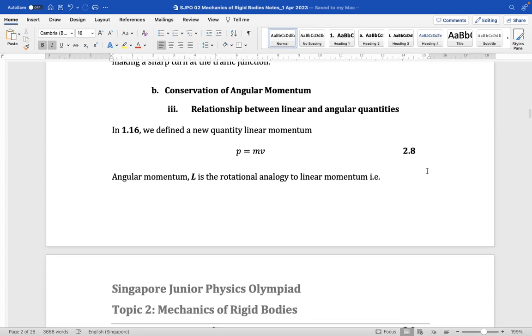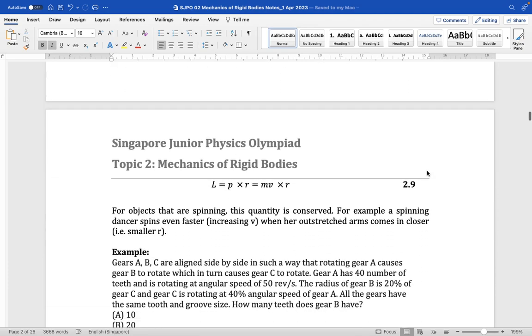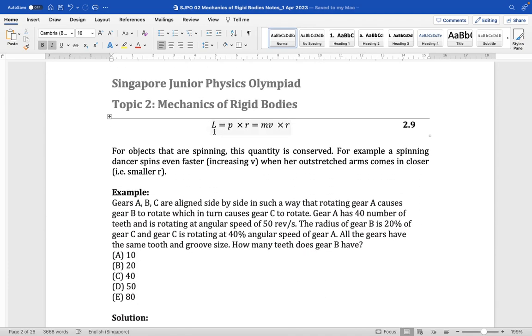Now let us look at rotational quantities such as angular momentum. Previously, we defined a quantity called the linear momentum, p equals mv, where p is your linear momentum, m is your mass, and v is your velocity. We can also define an angular momentum, which is a rotational analogy to linear momentum. So L, which is the symbol for angular momentum, is r cross p. Now p equals mv. So L, the angular momentum, is m v cross r.